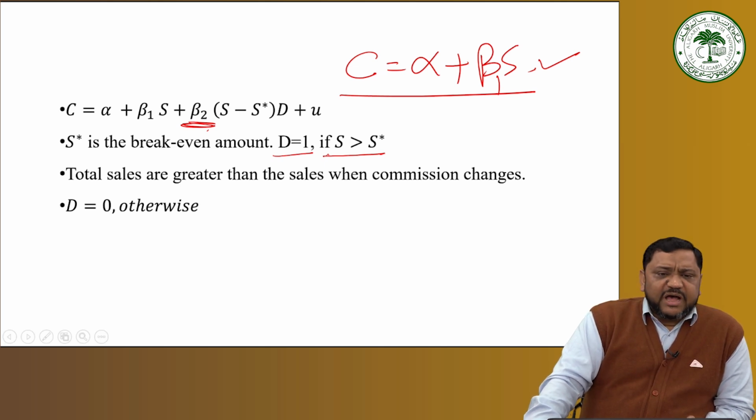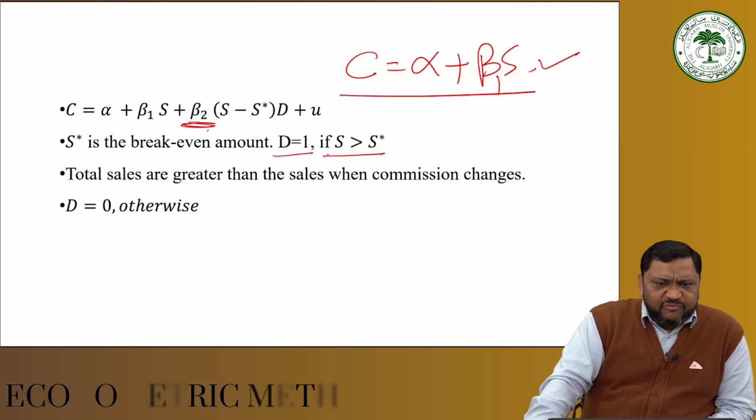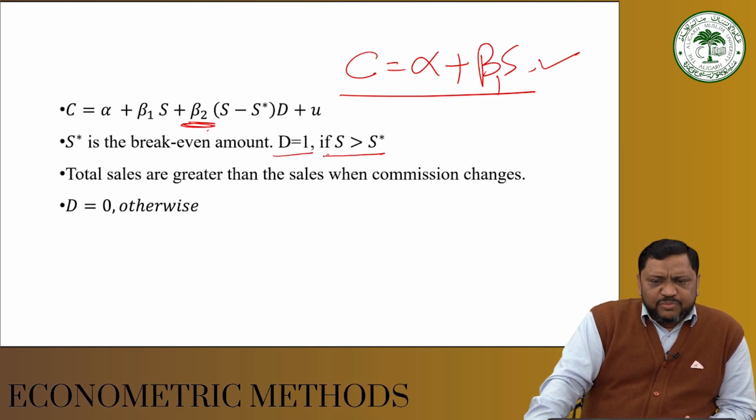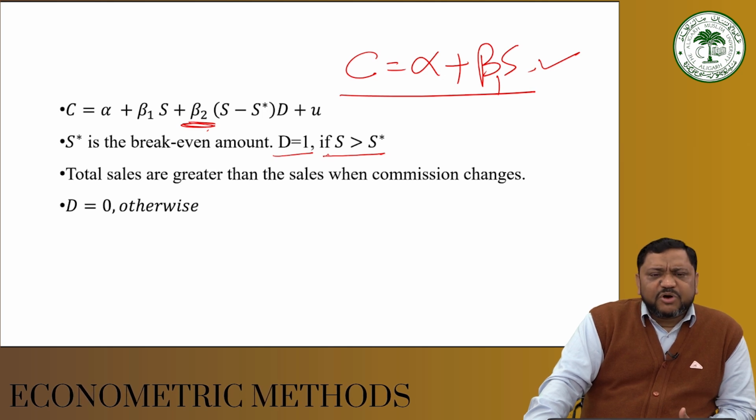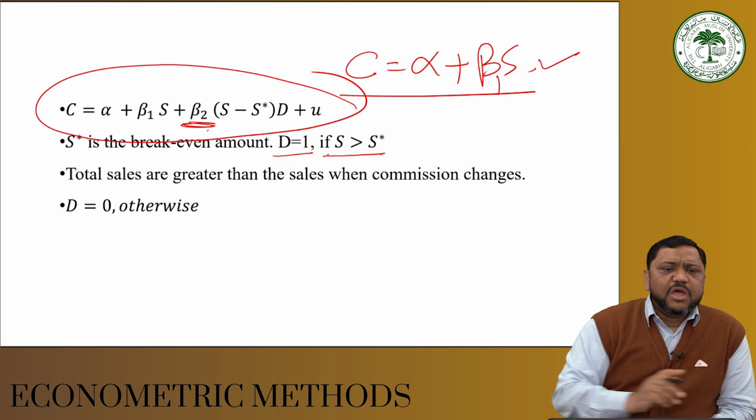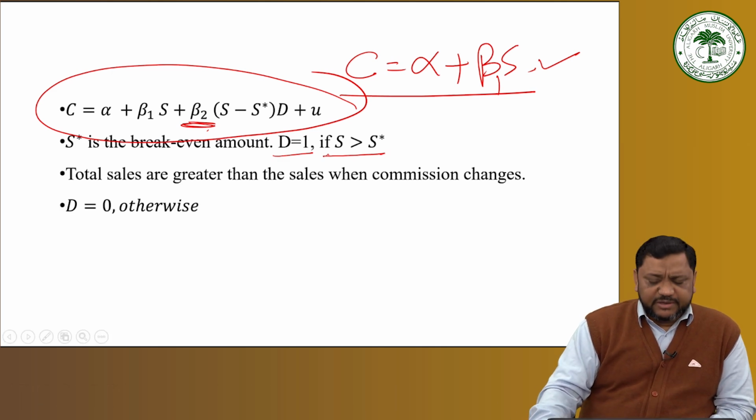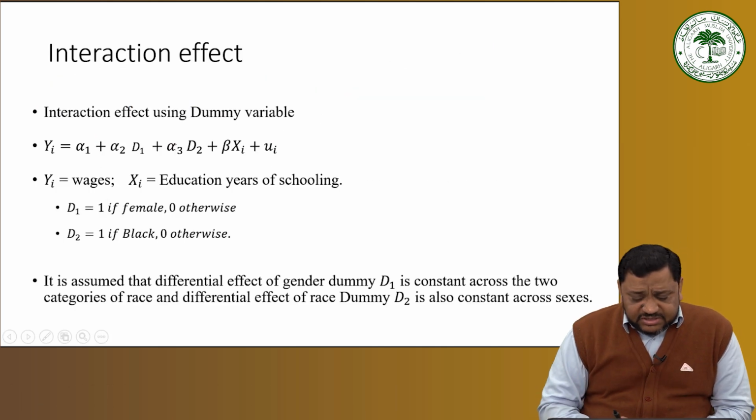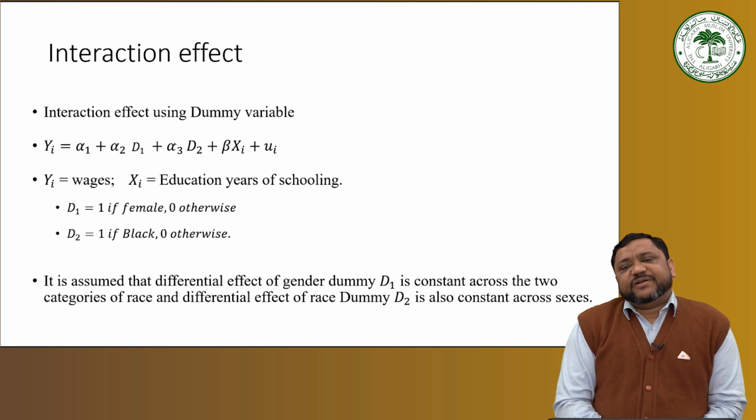So again, you don't have to compute two different regressions for two different periods, one in which you have sold less than 100 and one where you are selling more than 100. And again, there's no fear of losing your degrees of freedom. In one equation, you can incorporate the entire thing. The next is an interaction effect.